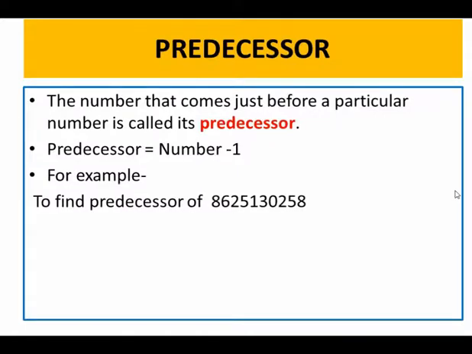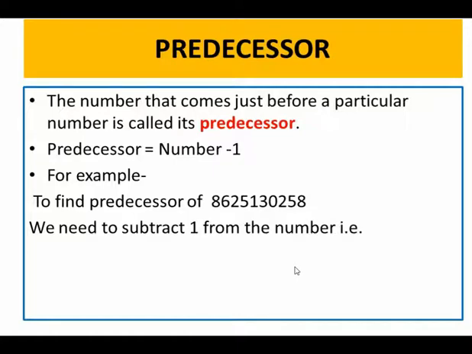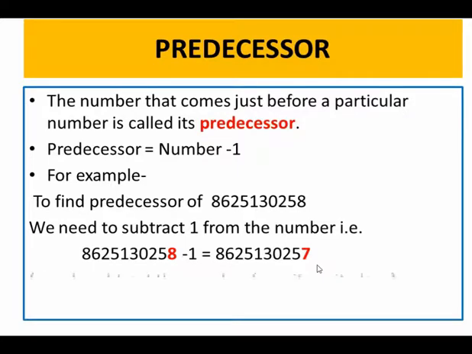For example, here we have been given the number, and we have to find its predecessor. So simply what we need to do is subtract 1 from the given number. Minus 1 means the 1 is subtracted from the last unit place and you will get your predecessor, as you can see.